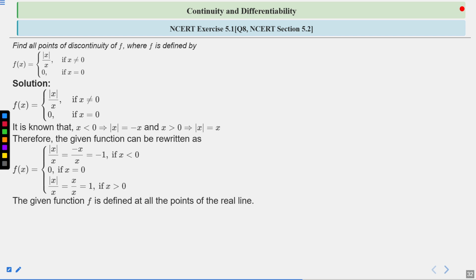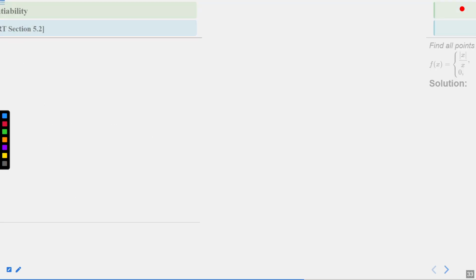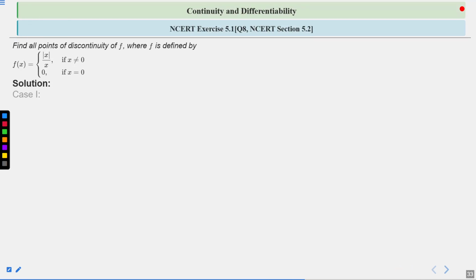The given function f is defined at all the points of the real line. Clear? Let c be a point on the real line, right? Let us take c be a point on a real line. Then we can see case 1. Let us see case 1. If c is less than 0, then f of c will be equal to -1, isn't it? If c is less than 0, then f of c will be equal to -1.